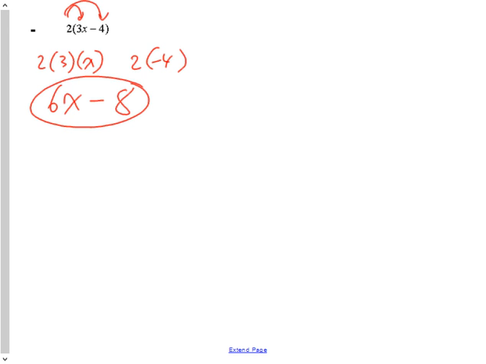Your next question is 2 multiplied by 3x minus 4, which requires us to expand using the distributive property. So it's really 2 times 3x and 2 times negative 4. This will give us 6x. This will give us negative 8. So the solution is 6x minus 8.